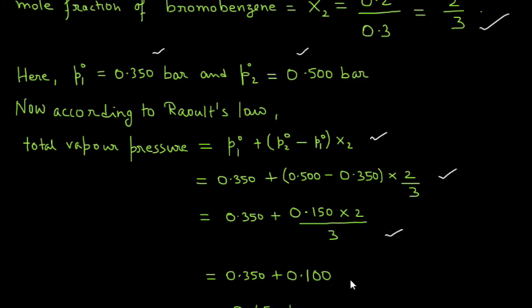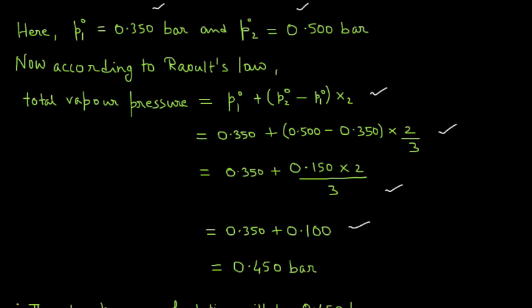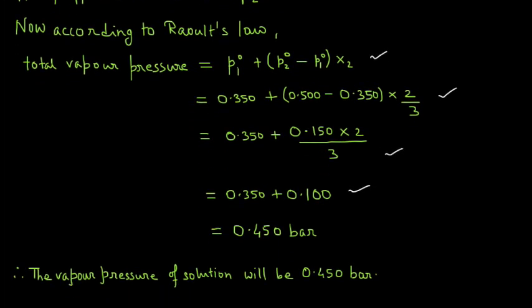Upon solving and adding, we get 0.45 bar. The vapor pressure of the solution will be 0.45 bar.